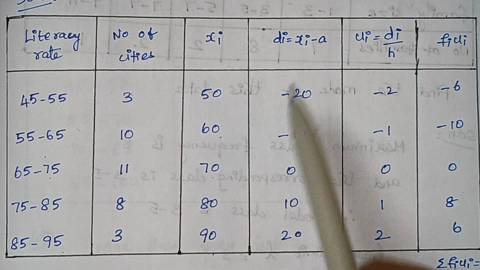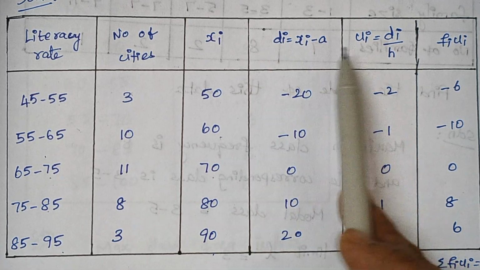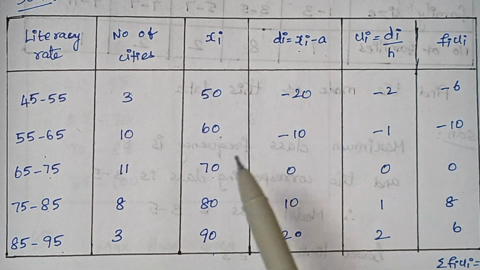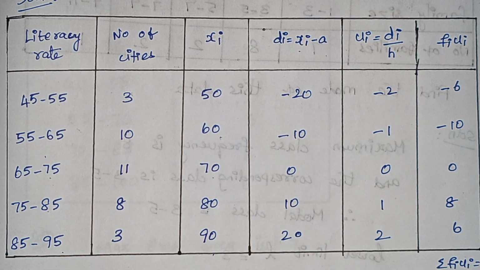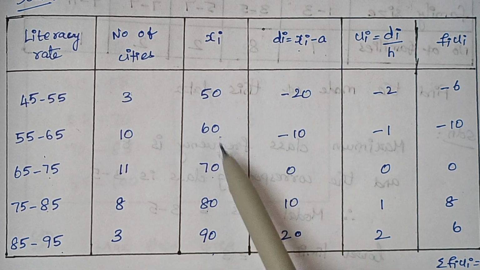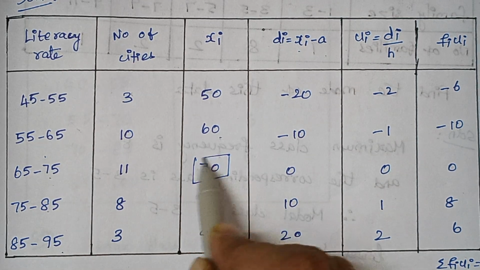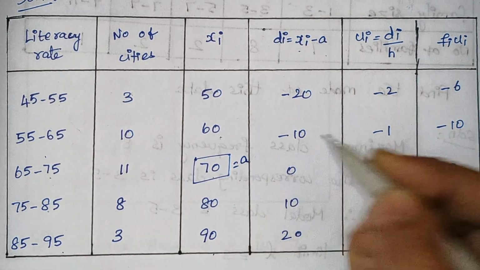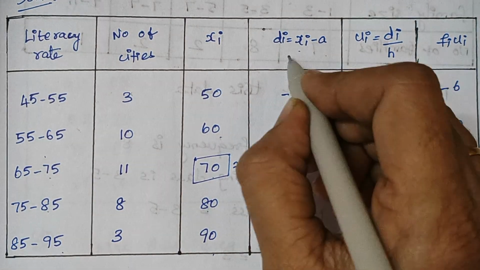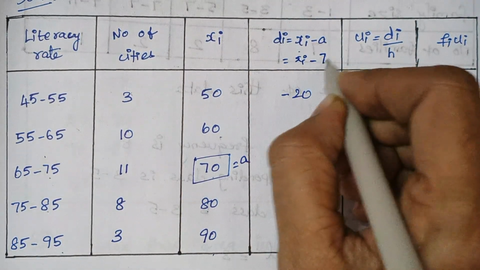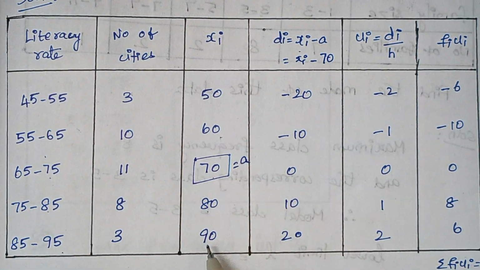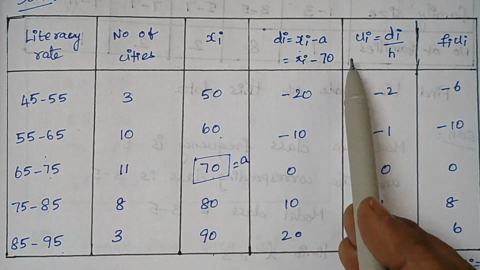And the next thing is finding di. So di is equal to xi minus a. Here again count the number of terms you have. Totally you have 1, 2, 3, 4, 5. So it is easy to select the middle number. Here this is your value of a. So di is nothing but xi minus 70. These are all the values of xi, so just substitute them over here.